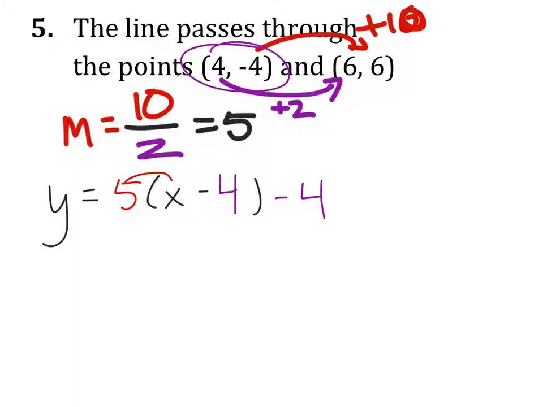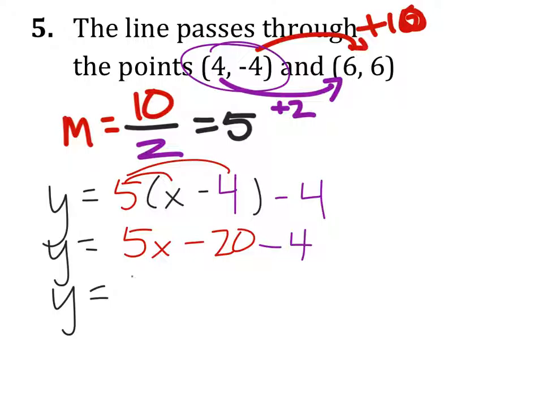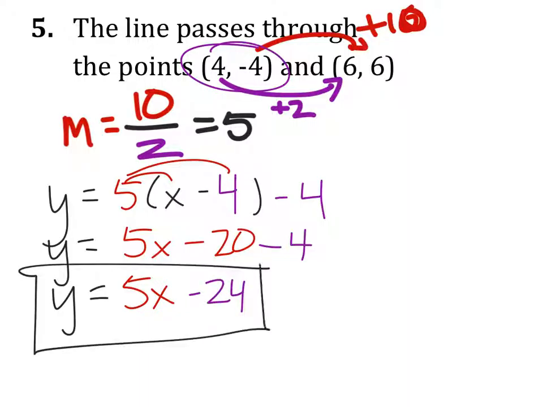Now I'll distribute: 5 times x is 5x, minus 5 times 4 is 20, and I still have this -4 here. y equals 5x minus 20 minus 4. So y ends up equaling 5x, -20 minus 4 is a -24. That's it. Since this is simplified in the slope-intercept form from point-slope form, we are done.